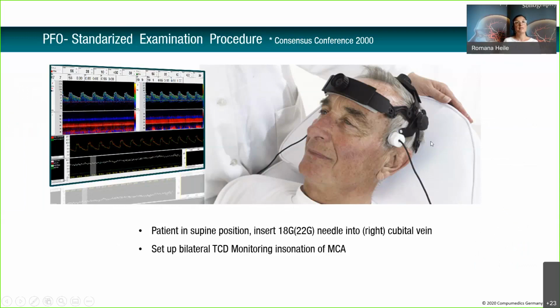Again, a good setup of the monitoring fixation is half the battle in doing Emboli Detection. So it's quite important to have the correct setting, to identify the best temporal window, to find a stable signal for the MCA. And then the patient should be in a supine position. Then they need a needle in the cubital vein, and also a 3-way stopcock in order to create the bubble mixture.